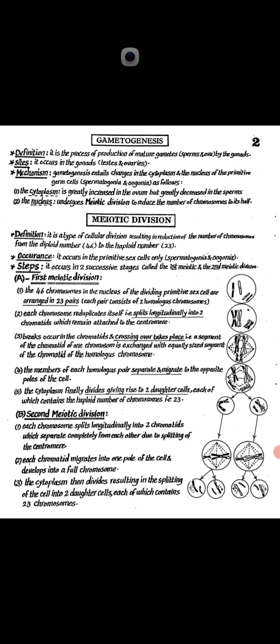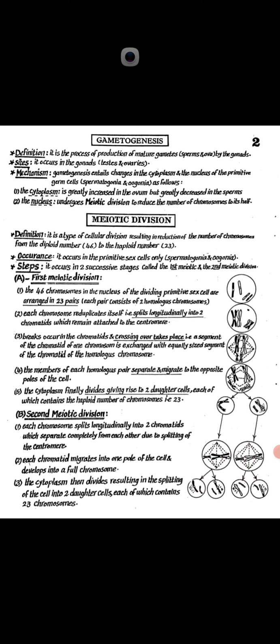Now come to the mechanism, how gametogenesis occurs. Actually, gametogenesis occurs when changes occur in the primitive germ cells. Primitive germ cells in males are spermatogonia and in females are oogonia. Gametogenesis entails changes in the cytoplasm and the nucleus of the primitive germ cell, like spermatogonia and oogonia. This change occurs on two levels, cytoplasm and nucleus.